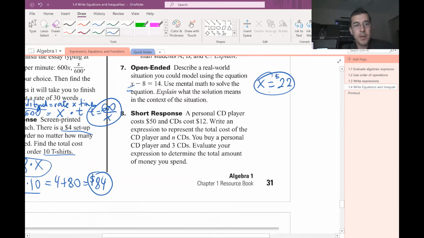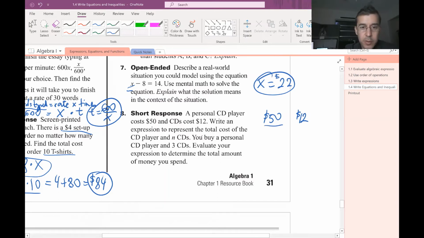Okay. Number 8, short response. A personal CD player costs $50. That's $50 and seems to be a fixed cost. And then CDs cost $12 each, so these could be 1, 2, 3, right? This is a variable cost, the CDs, but the CD player is a fixed cost.